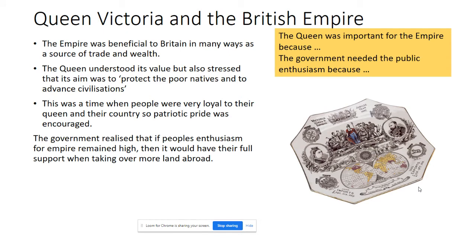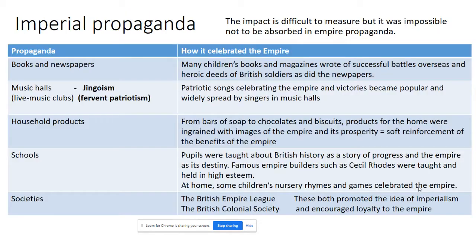And as you remember last lesson, you wrote down your sentences here, and hopefully this will give you a bit of a memory jog since you don't have your books right now. You also completed this table about imperial propaganda, but I have included it for you in lieu of your notes, so you can do your exam questions easily. There are several types of propaganda that we looked at: books and newspapers, music halls, household products, schools and societies. Please can you pause the video here and just remind yourself of the imperial propaganda we looked at and how it celebrated the empire. Pause the video now.